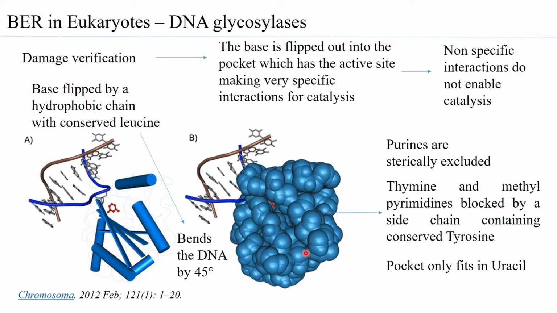So you can see how the UNG is able to maintain its specificity, and on binding to the specific uracil, it is verifying that the damaged DNA is uracil, and that it will remove the uracil by breaking the glycosidic linkage.